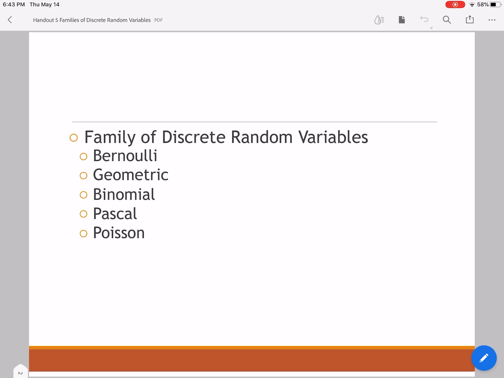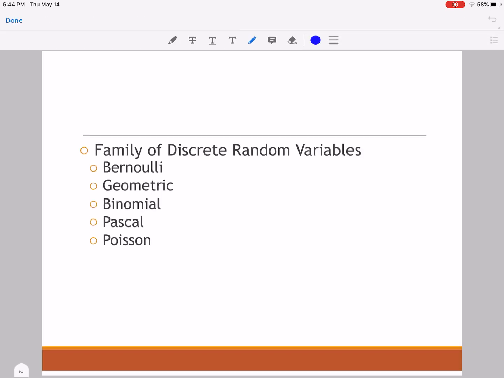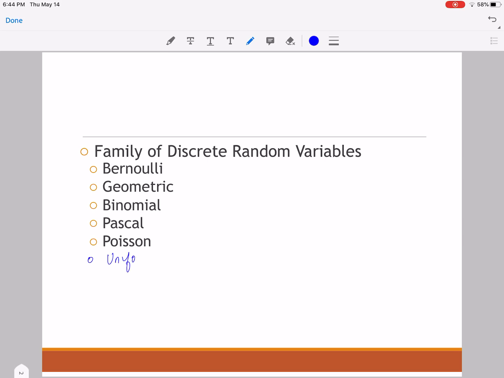Once we analyze that a problem belongs to one of these families of discrete random variables, all that we need to do is use the probability mass function from that particular family and apply it to our situation. There are different types of discrete random variables that one can work with. For example, there's Bernoulli random variables, geometric, binomial, and Pascal and Poisson random variable. There's one more random variable called the uniform random variable, which we'll also discuss in ENGR 250 Probability and Statistics for Engineering and Computer Science.